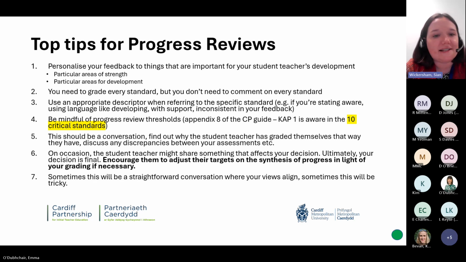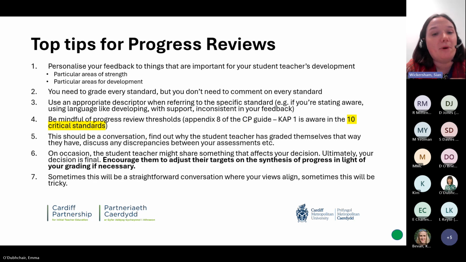So there's not a one-size-fits-all approach to this feedback. You are going to be focusing on your student teacher's particular areas of strength and particular areas for development. So it might be that you spend a lot of time talking about P7 and P8 with one student teacher because those are particular strengths, and with another student teacher, you don't necessarily talk about those that much. You have to do your assessment, but your feedback focuses on different strengths that they've got or different areas for development.